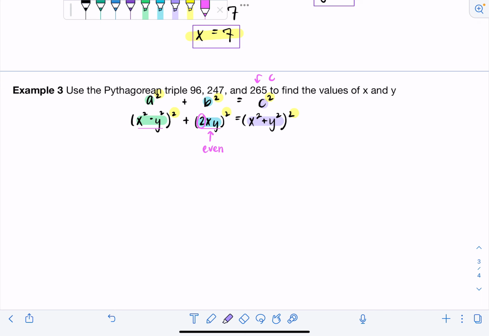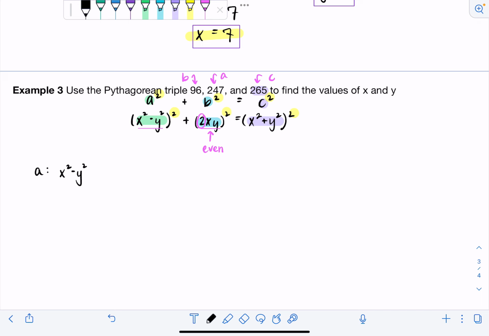So we know this is C. And then out of the remaining 2 numbers right here, the even one has to be B. So this would be B because 96 is even. And then the odd one would be A. There will always be one even and one odd. There won't be 2 evens or 2 odds. So just keep that in mind. The even one has to be B, and that goes with the 2xy. So now when we're setting up our equations, our first one is x squared minus y squared. That's for A.